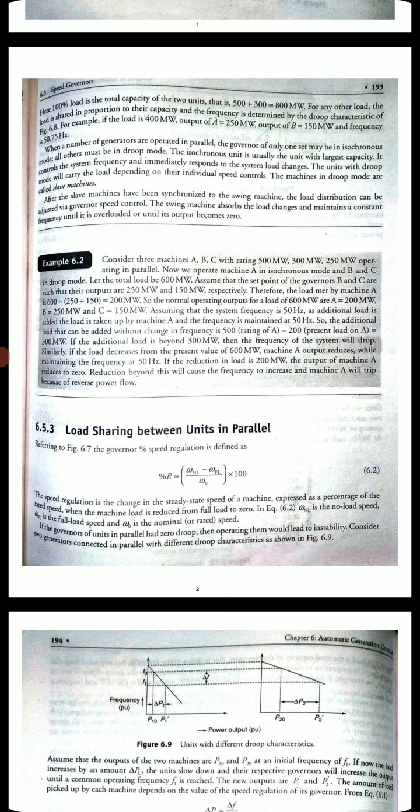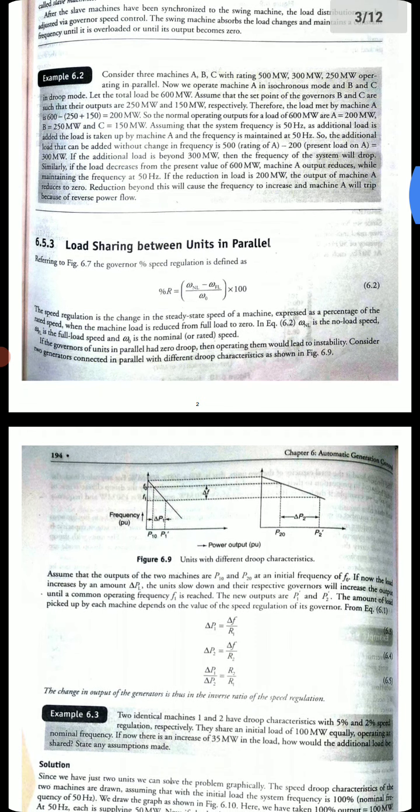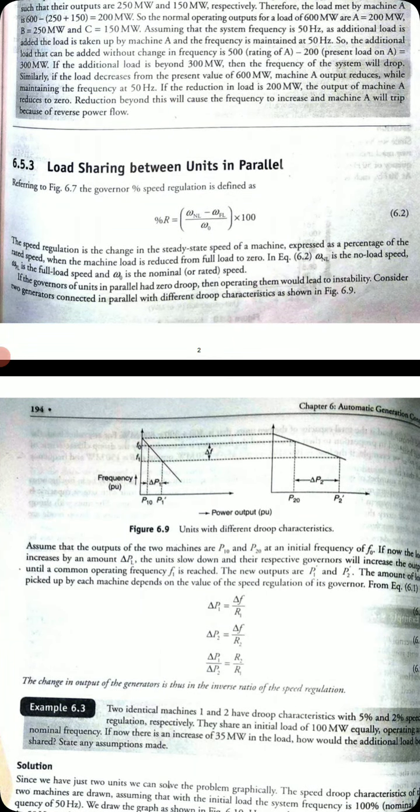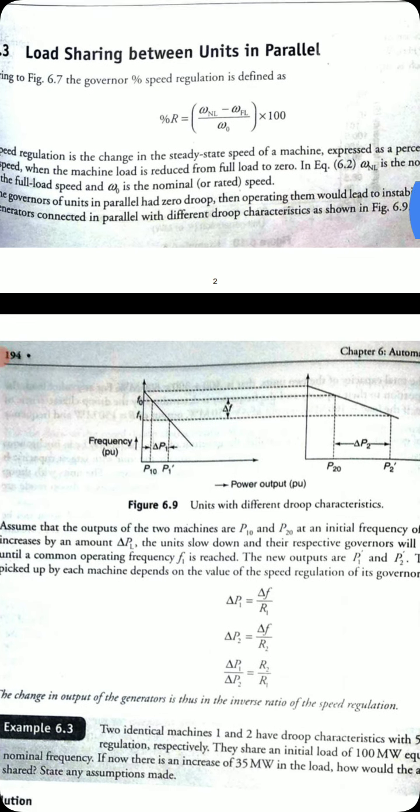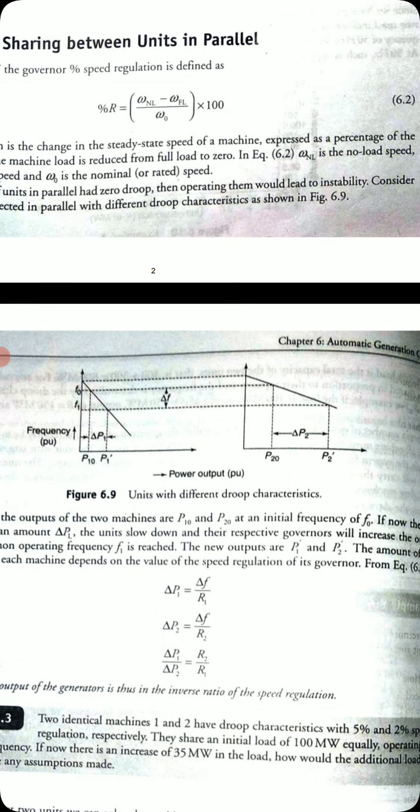So we'll see one example here with two different machines working with different droop characteristics. Here two machines, P10 and P20, you can see there clearly. First one is P10, second one is P20 here, and the initial frequency is F0. You can see it in the figure, it's very clear, F0 is the frequency. Fine. Now if the load is increased by delta PL, the units slow down.